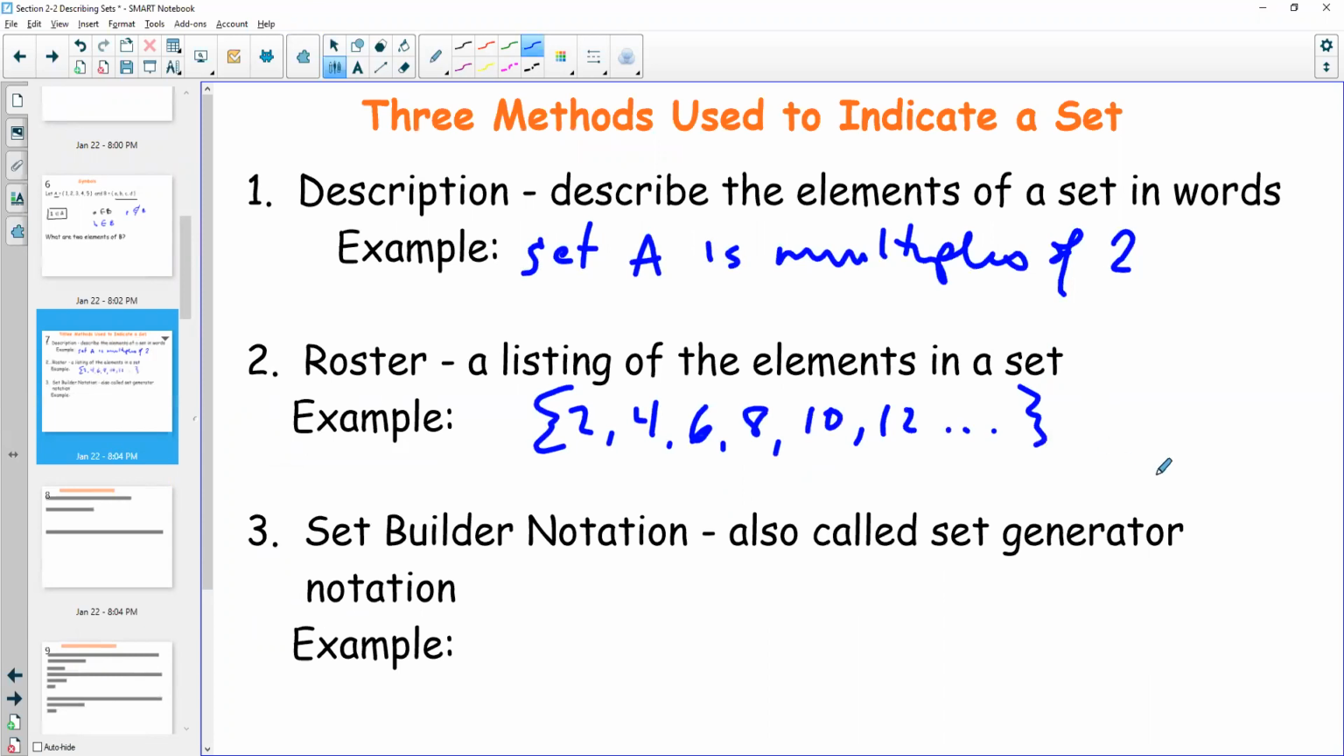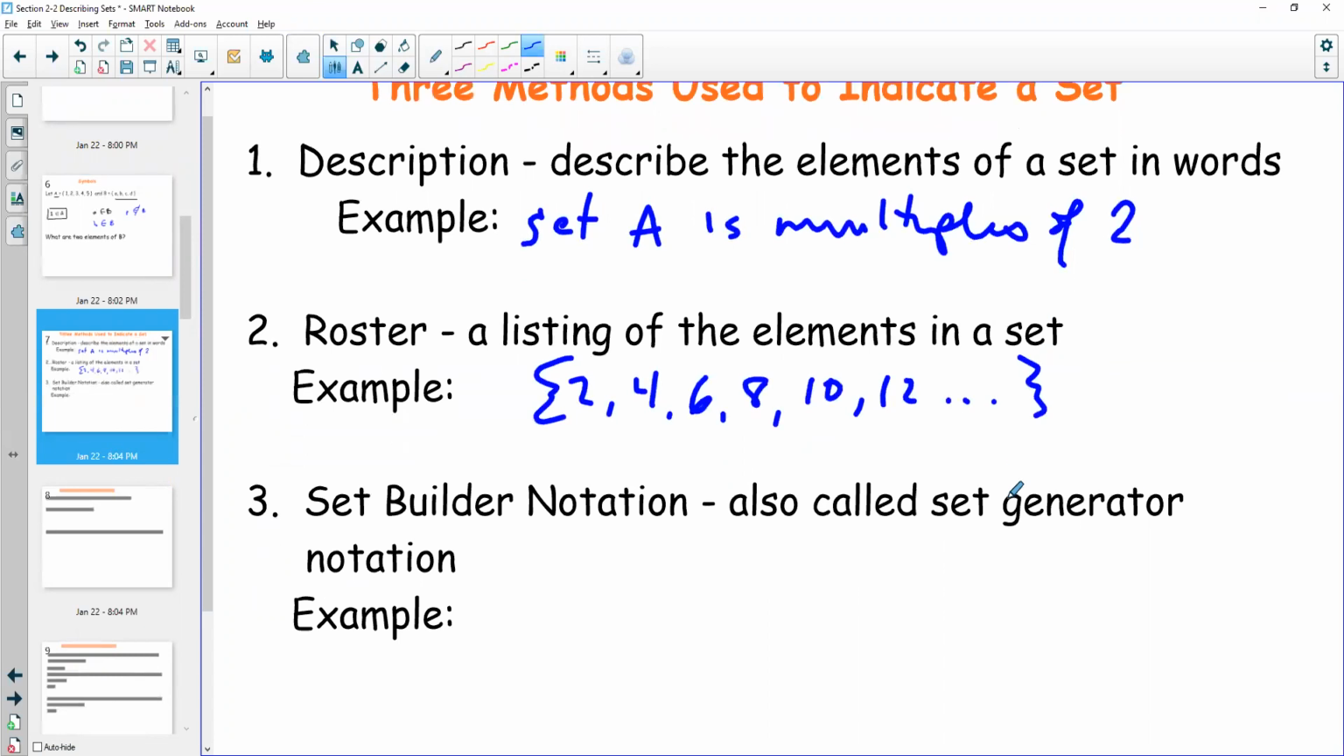Set builder notation may or may not be new for you, depending on what classes you've taken before this. What we do in set builder notation is we write it as a rule. It starts with x, because we use a variable to describe a rule. It says x, and this big long line here we read as "where x is," and at this point we can write "a multiple of 2," like in words if we wanted.